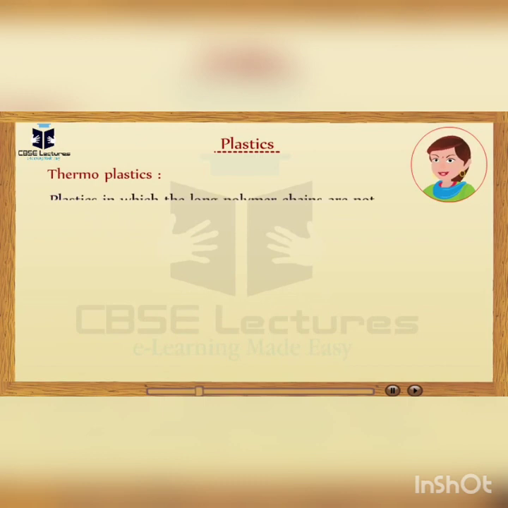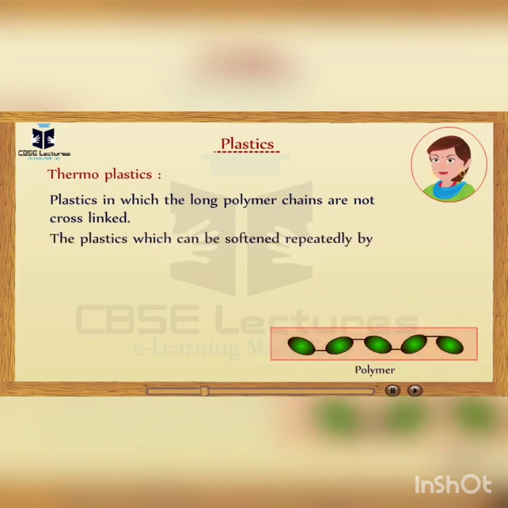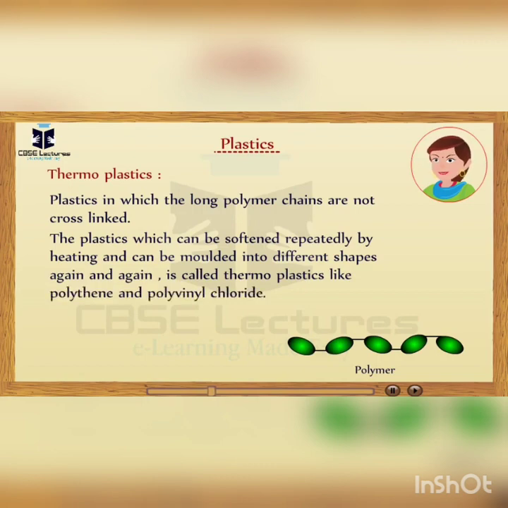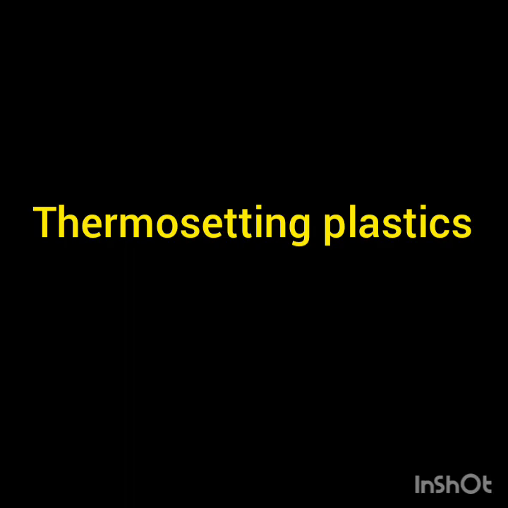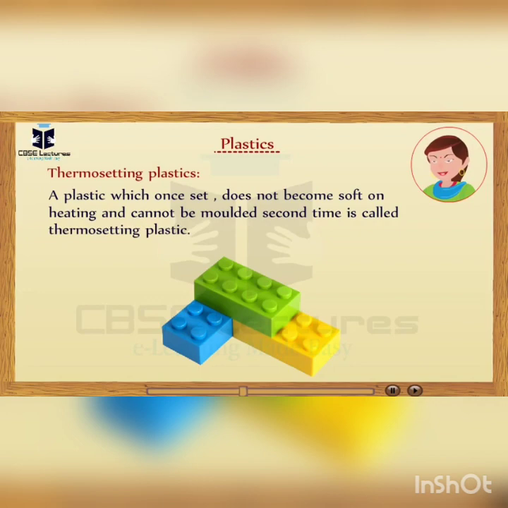Thermoplastic. Plastic in which the long polymer chain are not cross-linked. The plastics which can be softened repeatedly by heating and can be molded into different shapes again and again is called thermoplastics, like polythene and polyvinyl chloride. Next, thermosetting plastics. A plastic which once set does not become soft on heating and cannot be molded second time. It is called thermosetting plastic, like bakelite, melamine.